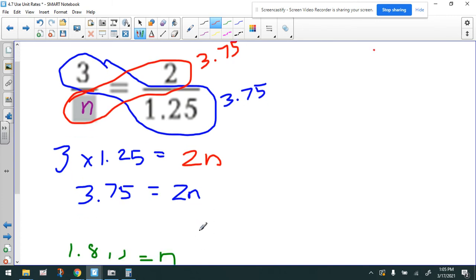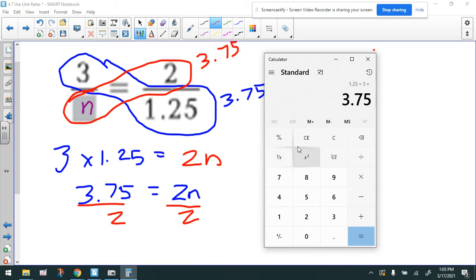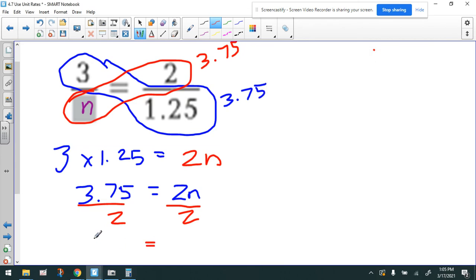So how do we solve that using algebra? What's the opposite of multiply by 2? It's to divide by 2. So once again, we'll take our calculator. We have this number here, 3 and 75 hundredths, and we're going to divide that by 2. And we get this number, 1.875, 1 and 875 thousandths equals n, because remember that cancels out.